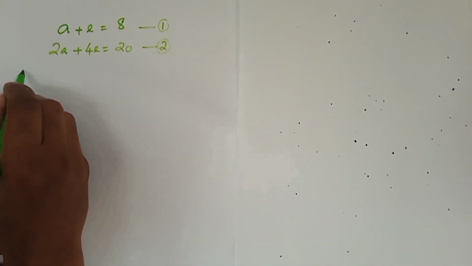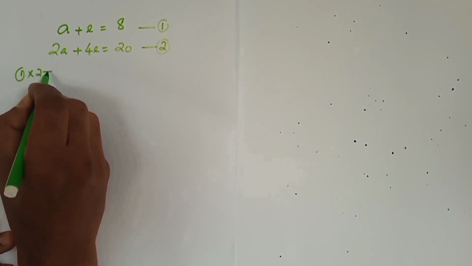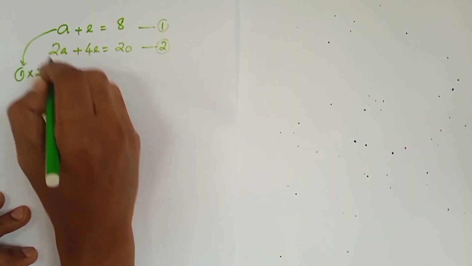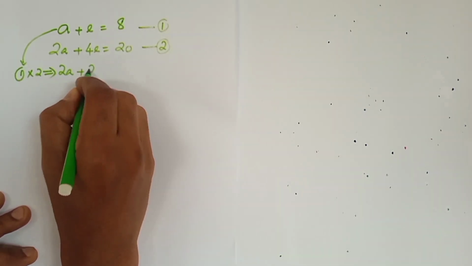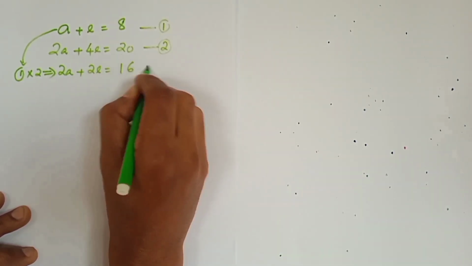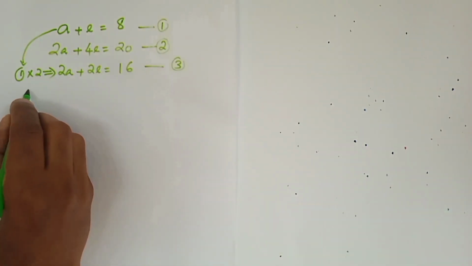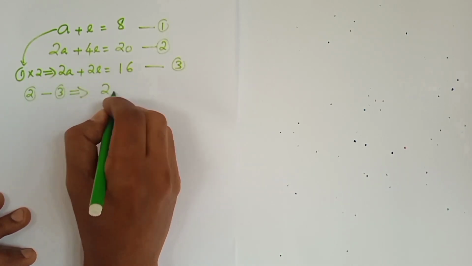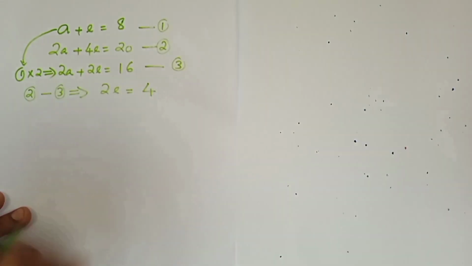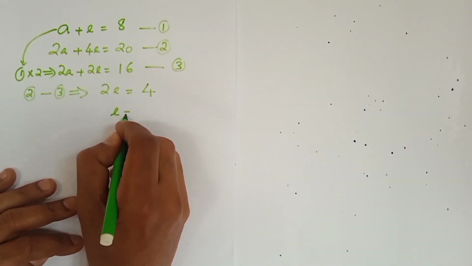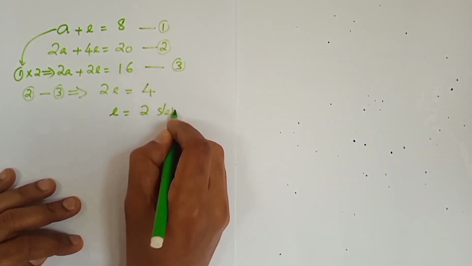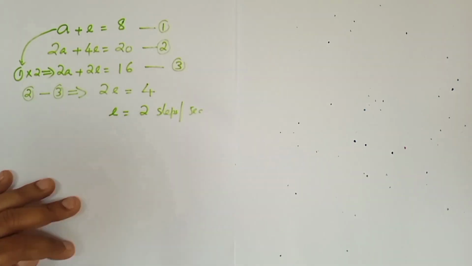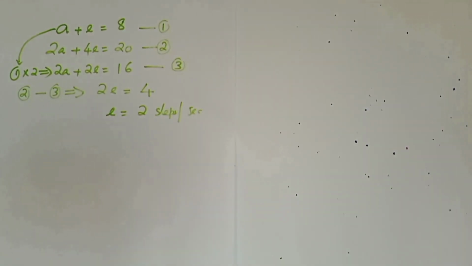Now, let me multiply the first equation by 2, so that 2A plus 2E equal to 16. Call it 3. Then 2 minus 3 gives 2E equal to 4, which implies E is equal to 2 steps per second. So this is the speed of the escalator you were asked to find in the problem. That's all. Let's do one more problem before winding up this session.